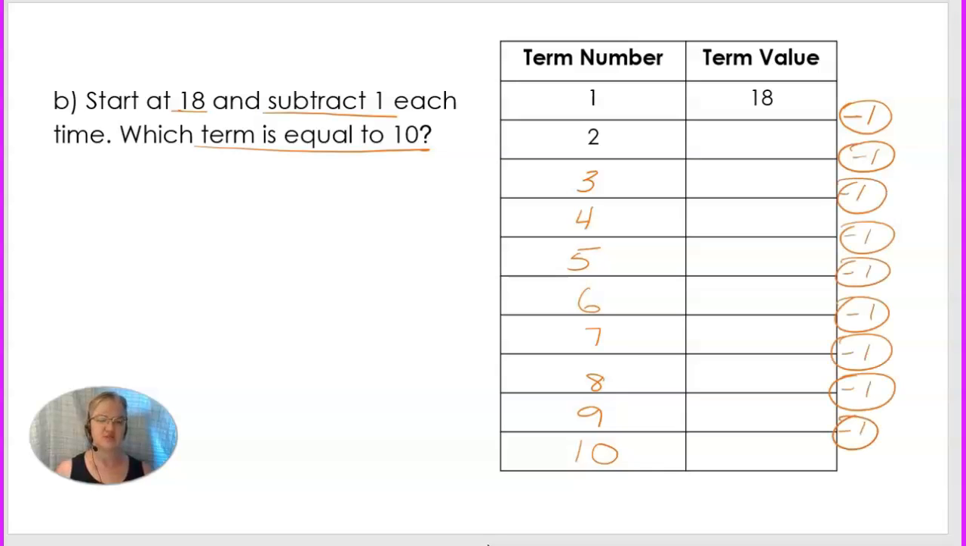And this one is fairly easy because it's pretty easy to subtract by 1. You just have to count backwards. So from 18 minus 1 would be 17, minus 1, 16, minus 1, 15, minus 1, 14, minus 1, 13, minus 1, 12, minus 1, 11, minus 1, 10, and minus 1 would be 9. We're looking for the 10th term, which is right here. So the value for the 10th term is 9. So our answer is 9.